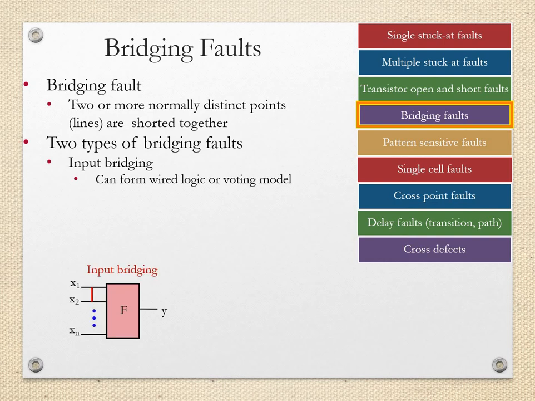So this is the diagram in which the input bridging is shown. The two inputs x1 and x2, there is a bridge formed between the two, x1 x2, and this bridging may be either ANDing or ORing operation. So between x1 x2 there may be some ANDing operation taking place or there may be ORing operation taking place.